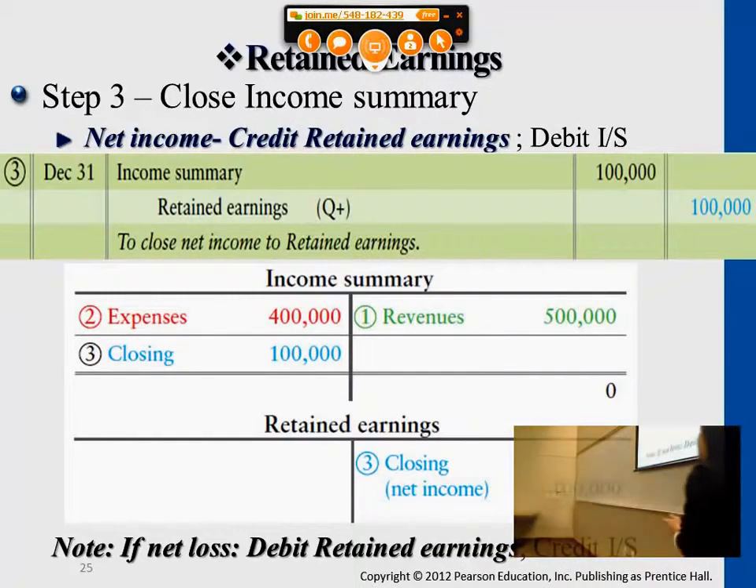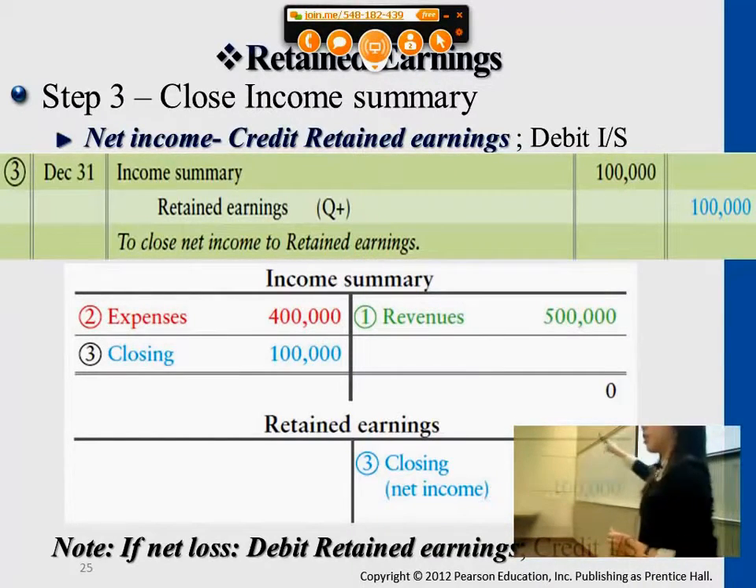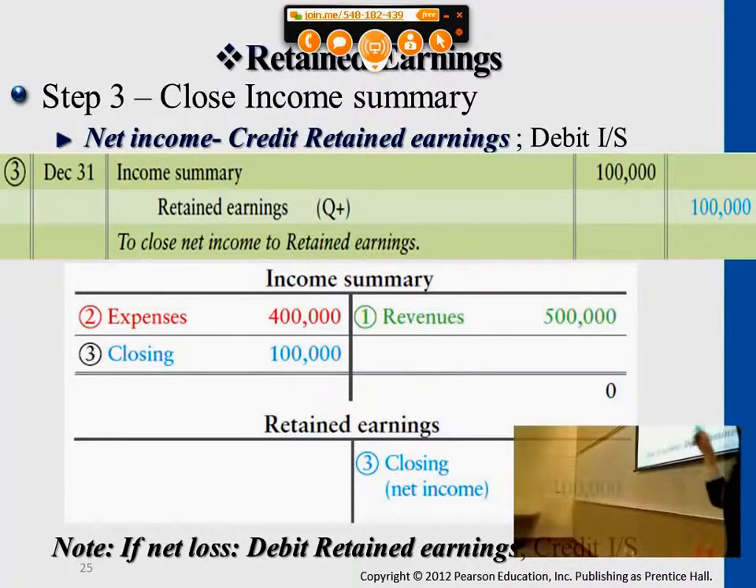Now, in the case that the company doesn't have net income generated in this year, then this entry we will flip it. Okay, if it's net loss, that reduces retained earnings. We'll be debiting retained earnings, crediting income summary. Okay, but this is a case of having net income.